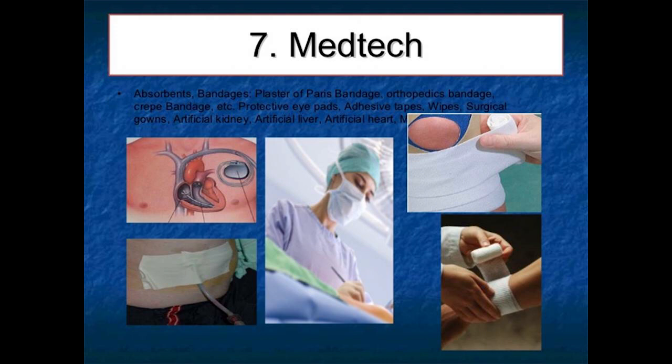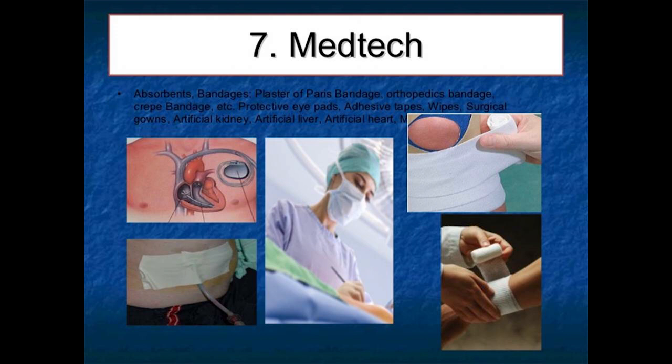Here I have given the pictures of medtech. We can see an artificial heart which has been incorporated with the help of a textile material, and the bandages we use for wounds, and then healthcare products like the surgical gown, surgical mask, caps, and even gloves. So everything comes under medtech, and the orthopedic bandages and crepe bandages. Everything comes under the medical textiles.